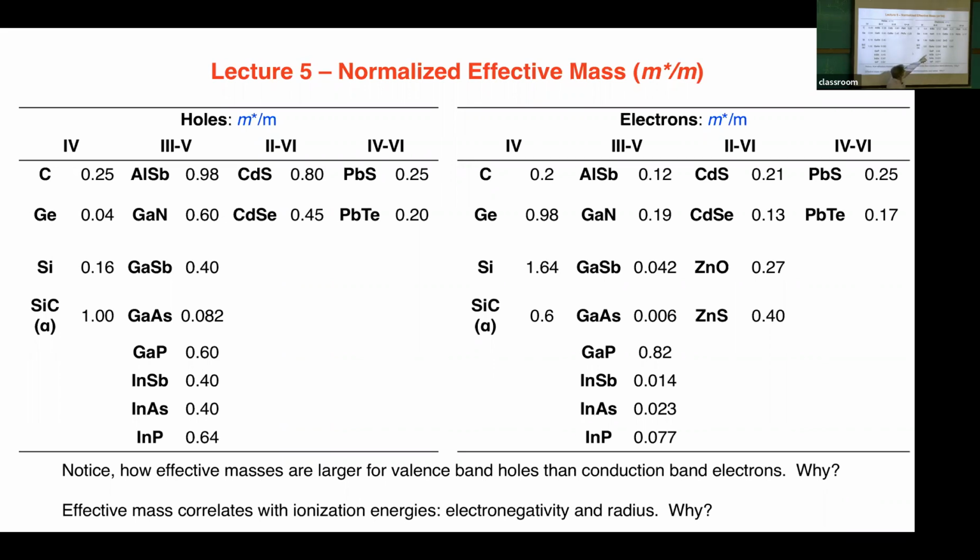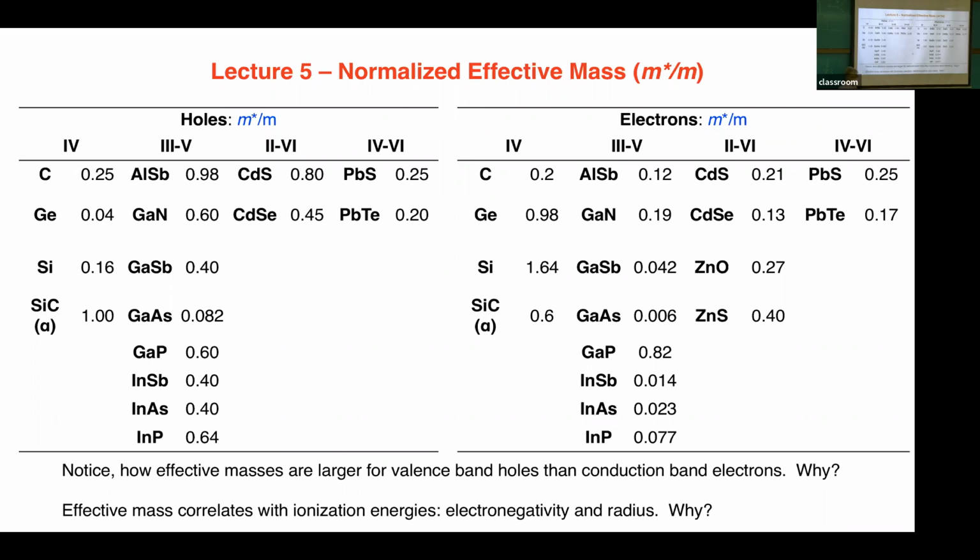Why would the electrons that sit in the conduction band have a lower effective mass than those in the valence band? This relates to the bandwidth that we've been talking about. Remember that in most of these materials, the conduction band is going to be made up of s orbitals. The valence band is going to be made up of p orbitals.